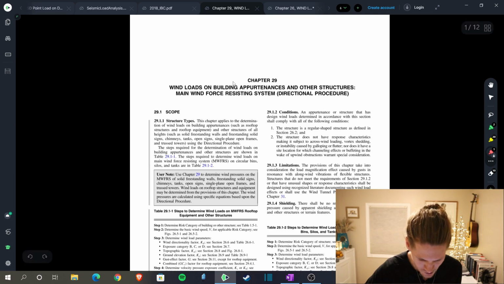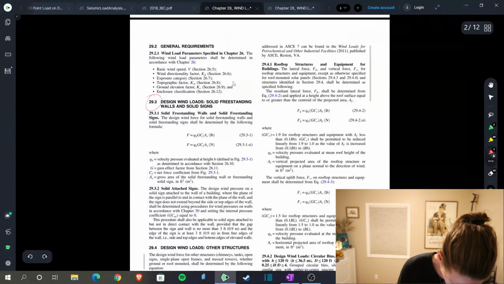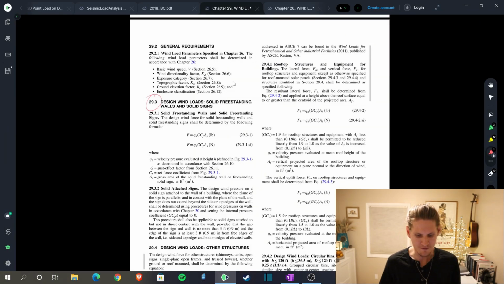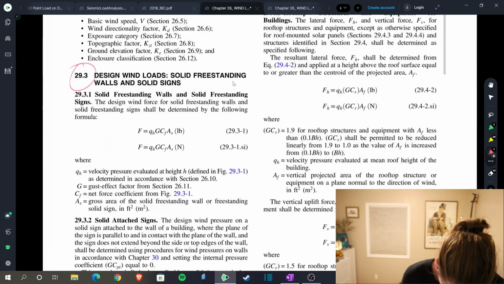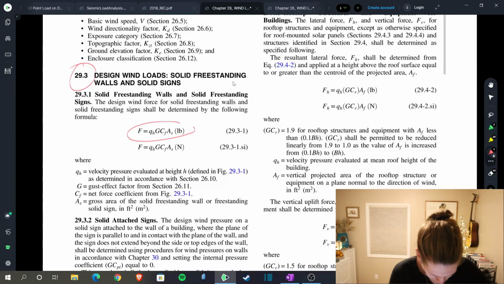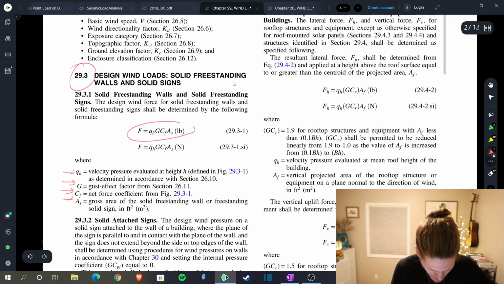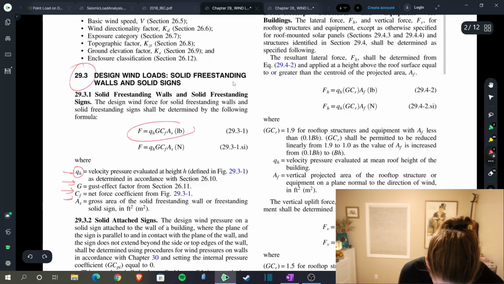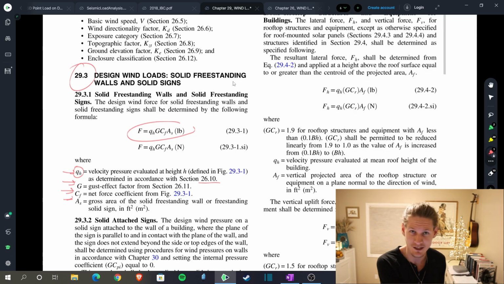We don't need to scroll down too far. You'll see right here, we land ourselves at 29.3, design wind loads of solid freestanding walls and solid signs. That's us today. We are gonna be rocking this equation. It gives an equation in pounds and in newtons. And then right below all the variables they provide to us, qh we solved, and it says, in accordance with 26.10, so that's why we started off in chapter 26, and now we found ourselves applying it in chapter 29 to our type of structure.